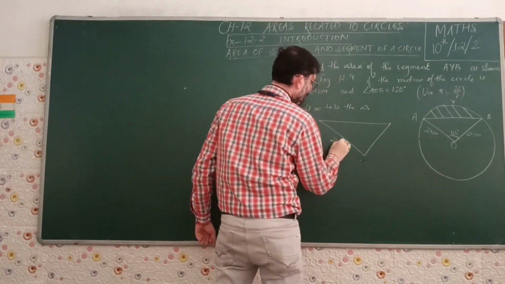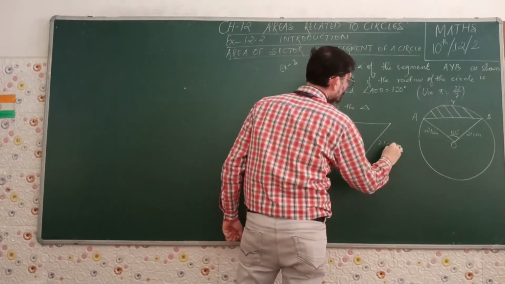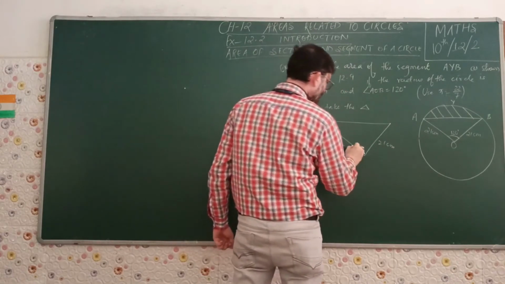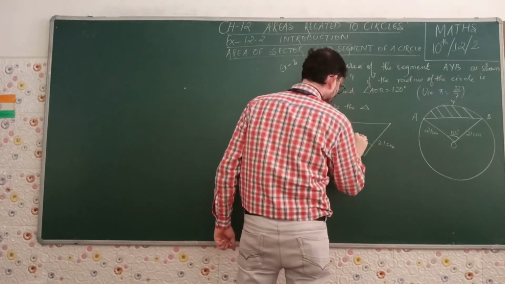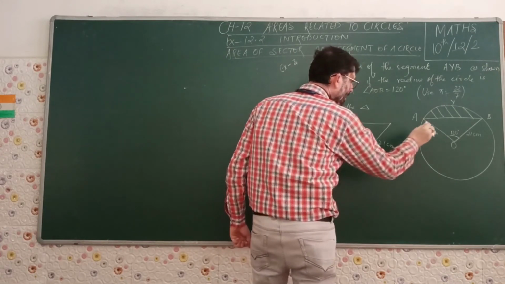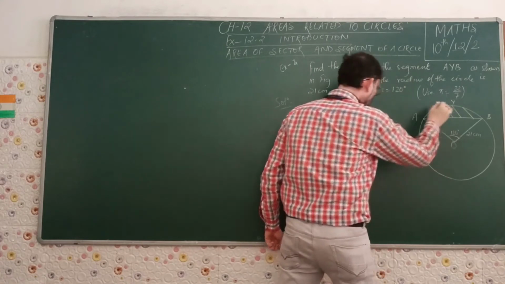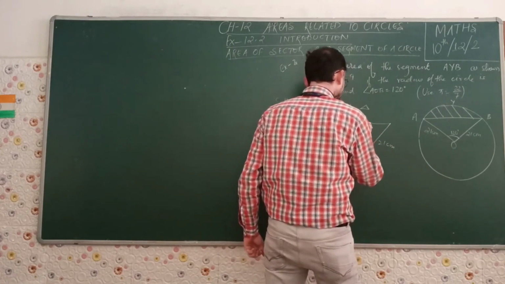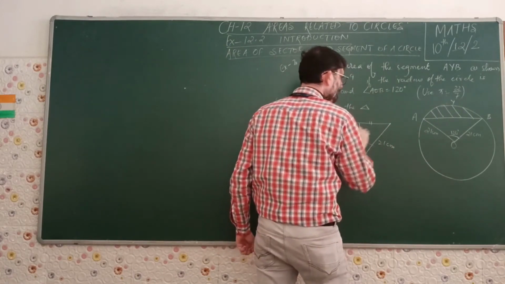The radius is 21 centimeters. This is also 21 centimeters. The central angle was 120 degrees. And if you draw a perpendicular from the center to the chord, it bisects the chord. That means this part is equal to this part.